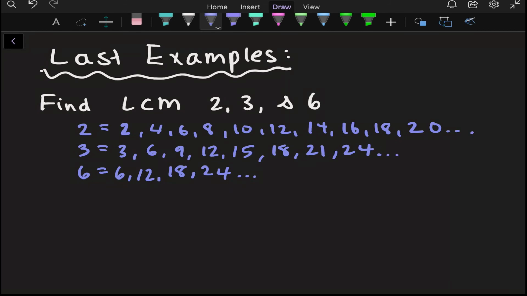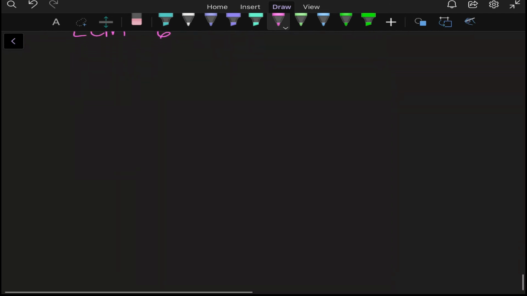Okay, so I've done the first step. I've listed all of my multiples. Now, we want to find the lowest common multiple, right? Lowest common multiple, so we can start from the left, the lowest side. 2, only in that one. 4, or 3, no. 4, no. Oop, 6, I see 6 across the board. So my lowest common multiple is 6. All right, next example.